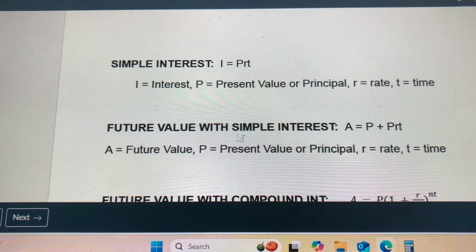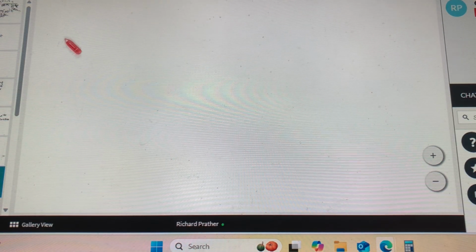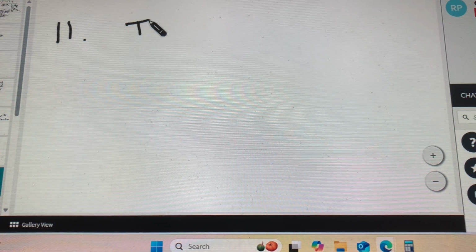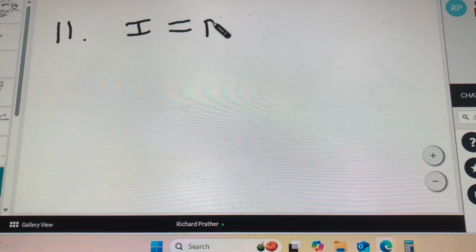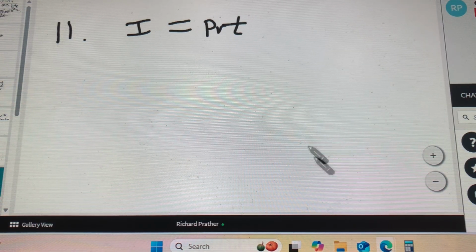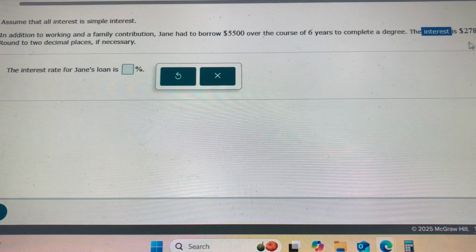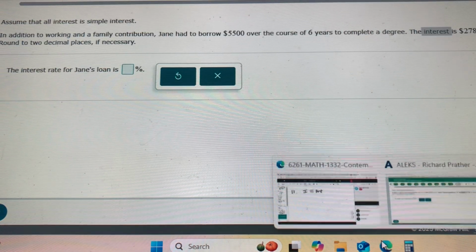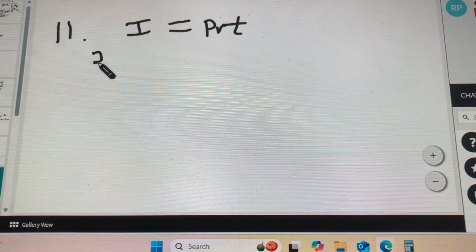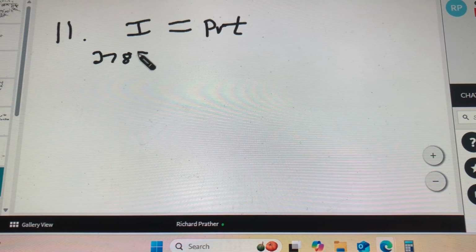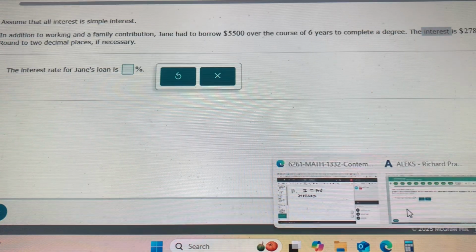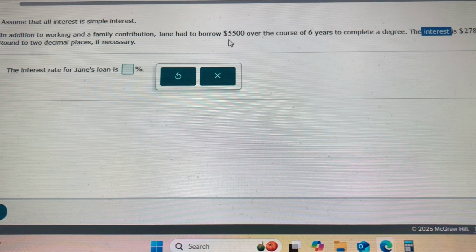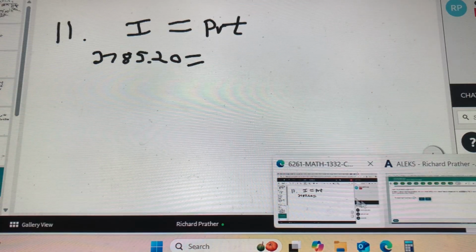So I am going back, even though we did this in 1 through 7, I'm going back to the first formula, interest equals PRT. Because we know the interest. They said the interest is 27.85. And then there's only $1 amount other than that, so 5,500 must be the present value.